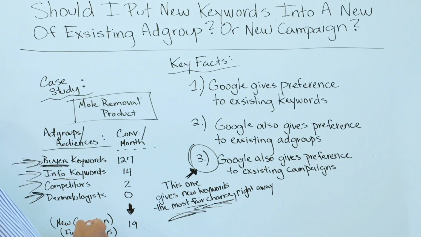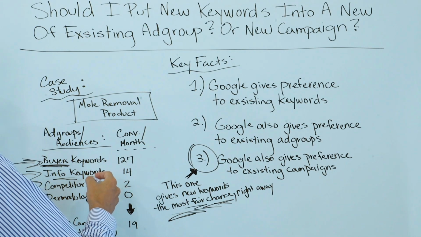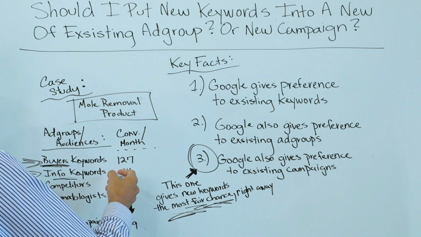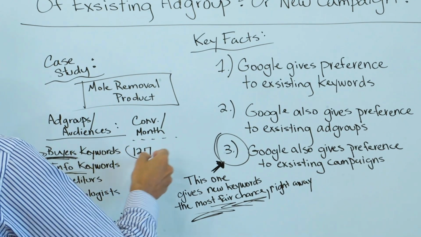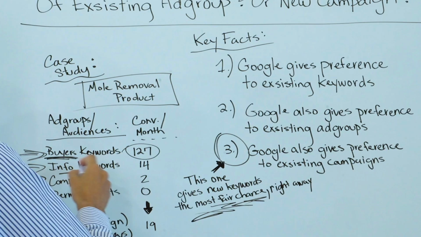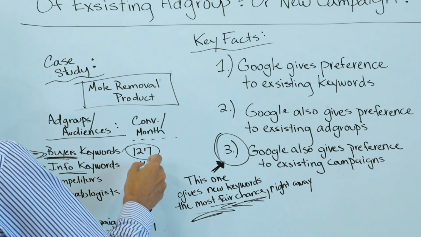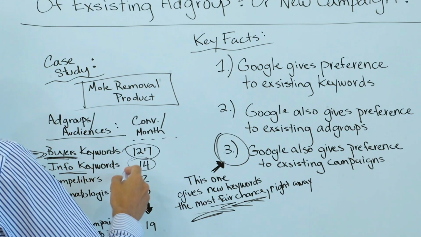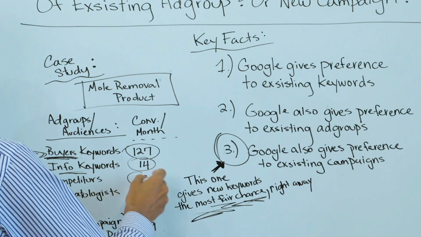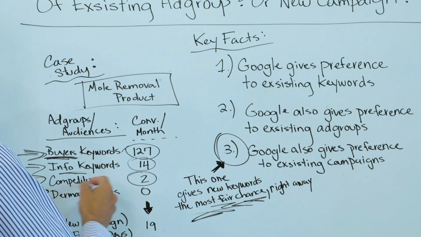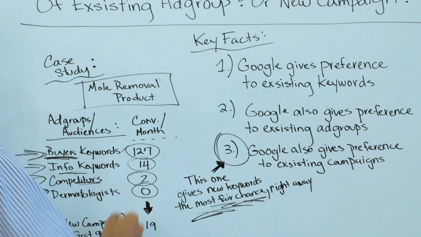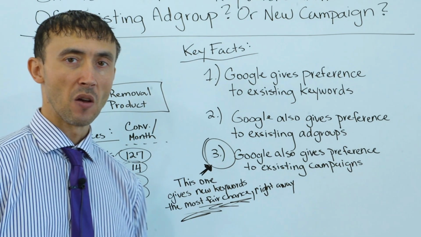The amount of conversions per month we were getting from this campaign at a $50 cost per conversion, which is what we needed to be profitable, was 127 a month on average from this buyer keyword ad group, 14 conversions a month from the info keyword ad group, at least at that point in time, 2 conversions a month from the competitors, which was getting almost no conversions, and 0 from the dermatology audience that I mentioned that we set up.